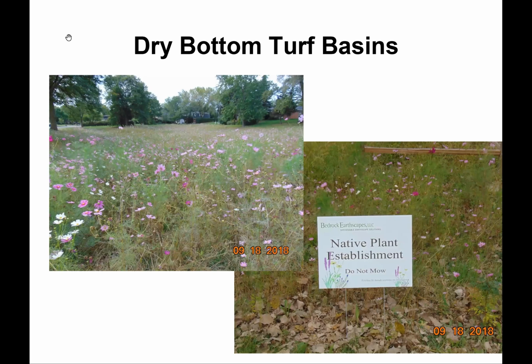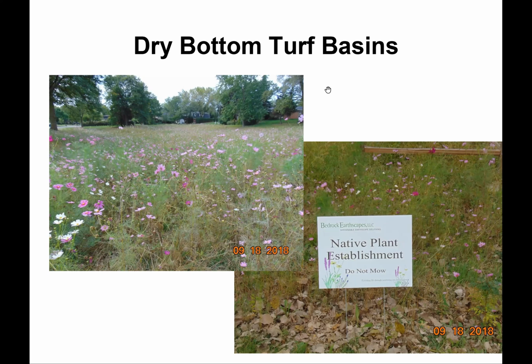So upper left, here's that same area in September of the first year. And in the lower right, what I wanted to show you is if you look right below the sign, you'll see a little forb sticking up. That's a purple coneflower. You'll see a yellow coneflower seedling to the left. So natives take 3 years to establish. For the natives, what we were trying to do was to get those seedlings to emerge in the first year, and we were successful in doing that.